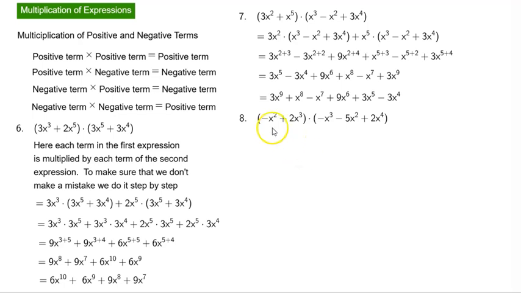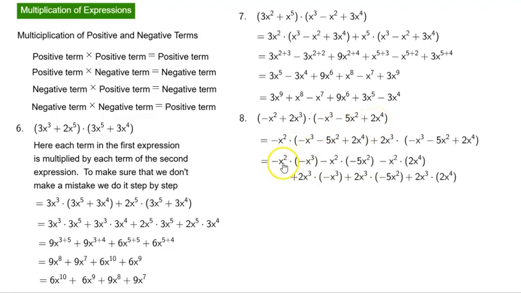Okay, next one. (Minus x square plus 2x cube) times (minus x cube minus 5x square plus 2x to the power of 4). Again, I'm doing step by step. Minus x square times the second expression plus 2x cube times the second expression. Now, minus x square times minus x cube. So we are distributing.